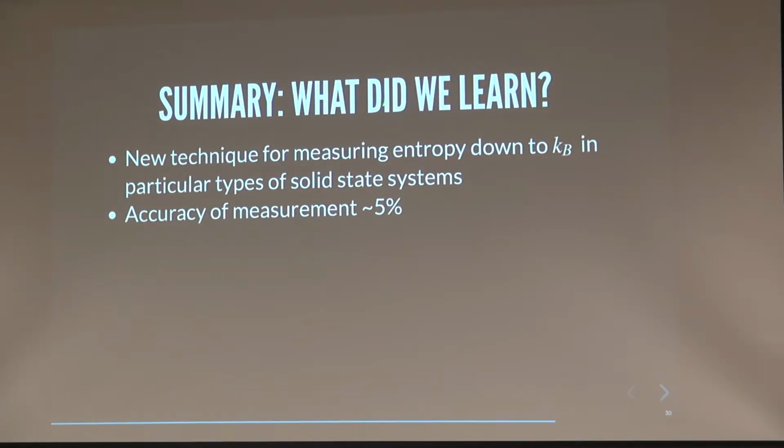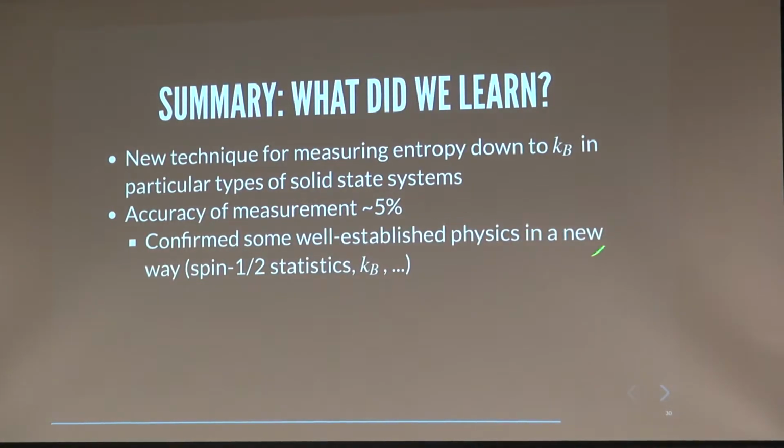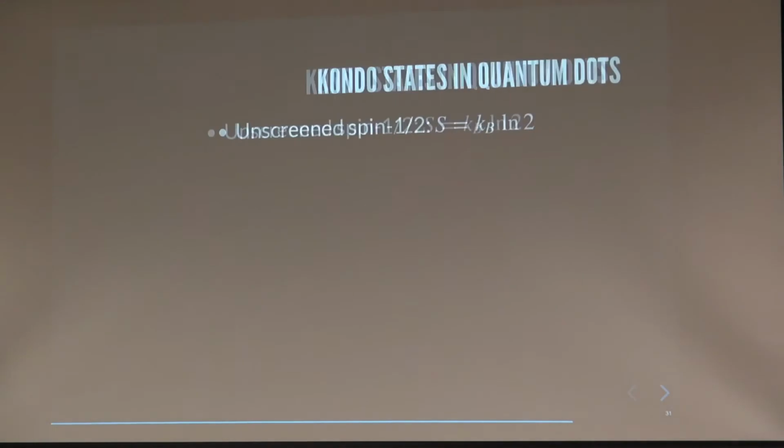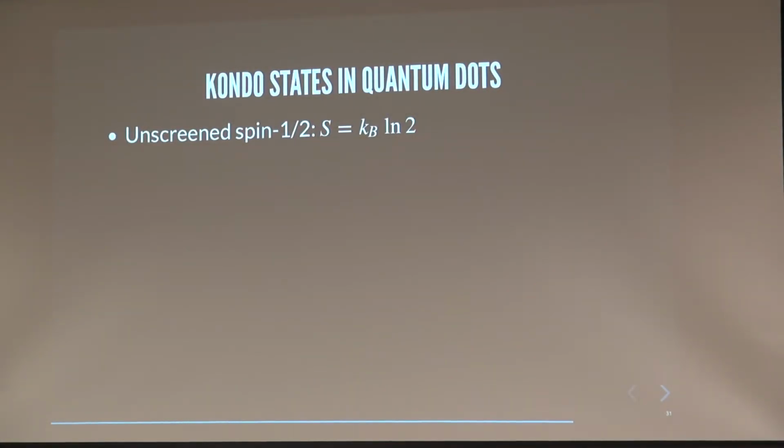Okay, so we have a new technique for measuring entropy down to Boltzmann constant. The accuracy is very high, within about 5%. The data I've showed you confirmed physics that surprises no one. We know the entropy of a single spin is log 2. But this level of accuracy shows that this can be an effective technique for looking at much more exotic systems where the entropy is not so simple. So I just want to, in the last few minutes, flash a few examples of what those more exciting systems might be, and where we're going now.